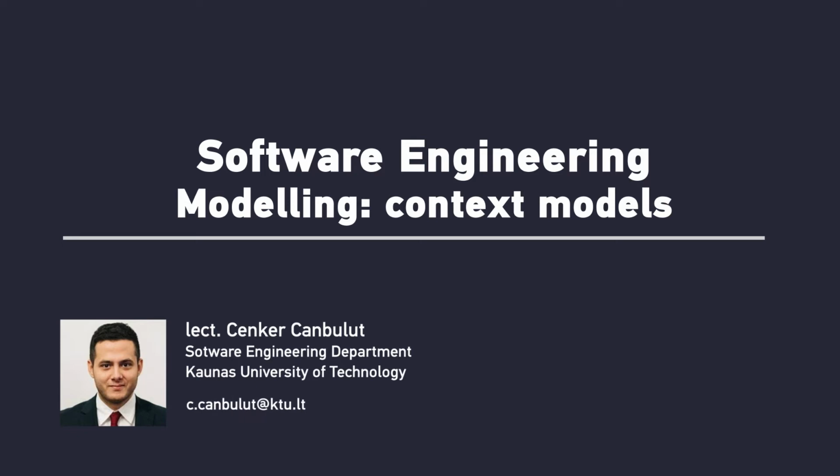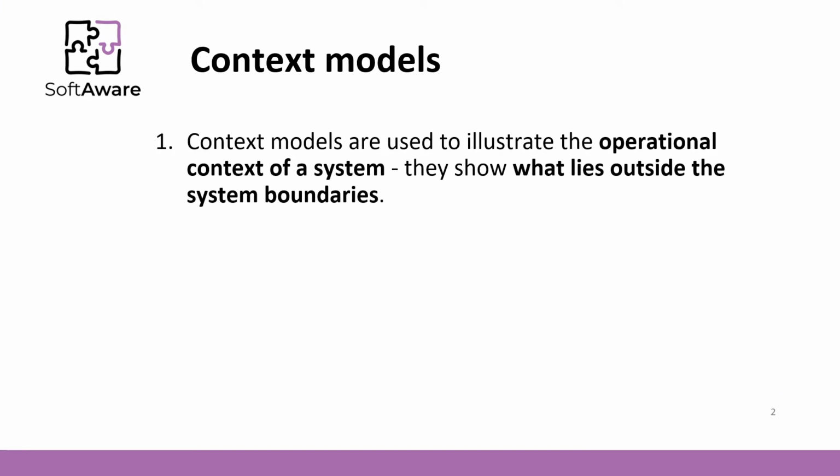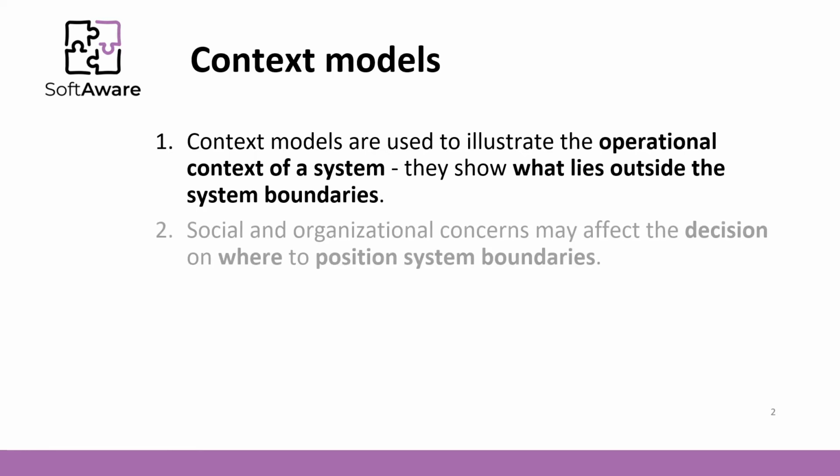Hello everyone. Today we will look at context models and how they are used in system modeling. Context models are used to illustrate the operational context of a system. They show what lies outside the system boundaries, including the interactions of other systems or actors. Social and organizational concerns may affect the decision of where to position system boundaries.